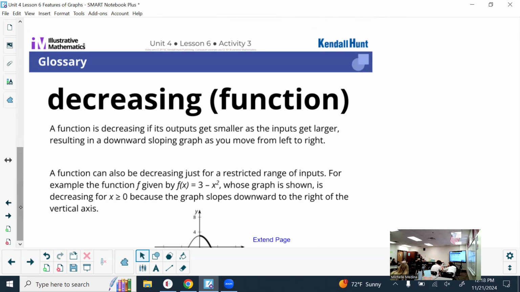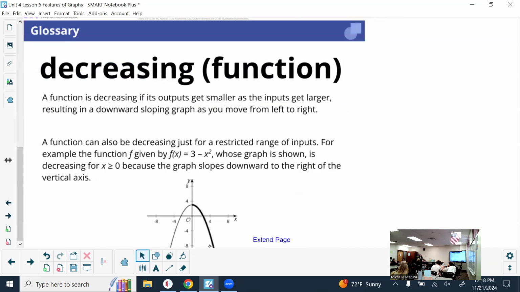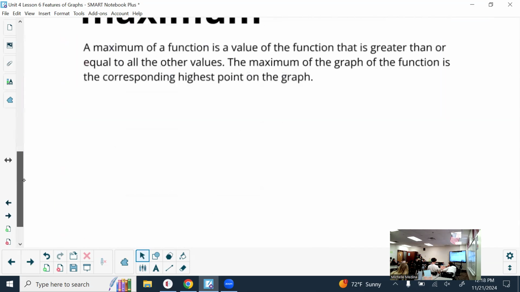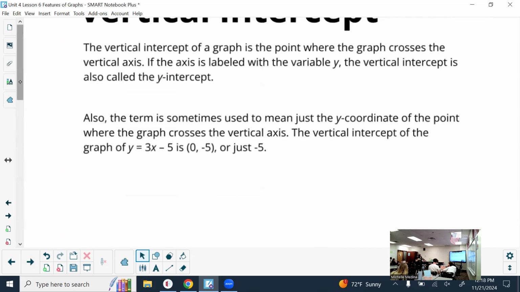My opinion is, it's better to apply all this vocabulary rather than write down a big paragraph to know that a decreasing function is when it goes down from left to right. You know what I mean? If you ever wanted to make flashcards, these are in the notes. You just got to pull it up in Schoology and you can see those definitions. But yeah, lots of vocabulary today.